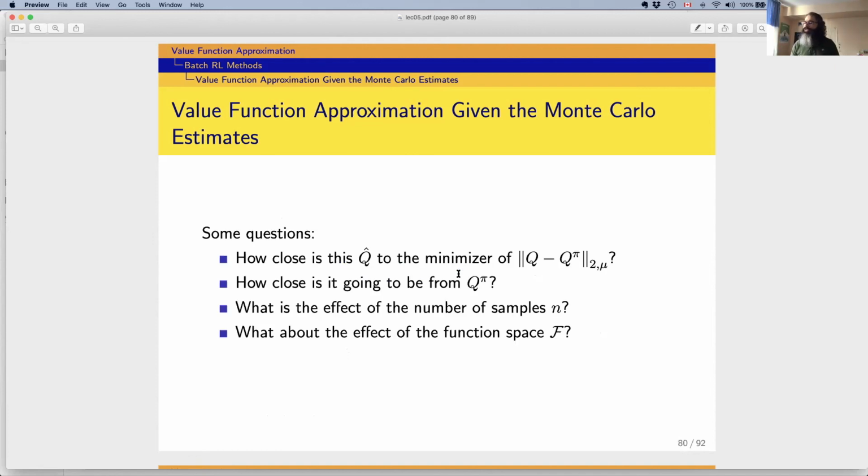So there are some questions. One is, how close is this Q hat to the minimizer of the population loss? The other question is, how good an approximation of Q pi is this Q hat? Another is, what's the effect of the number of data points? What's the difference if instead of 10 data points, we have 1,000,000 data points? And the other is, what's the effect of the function space F? What happens if you use a neural network with a certain architecture?